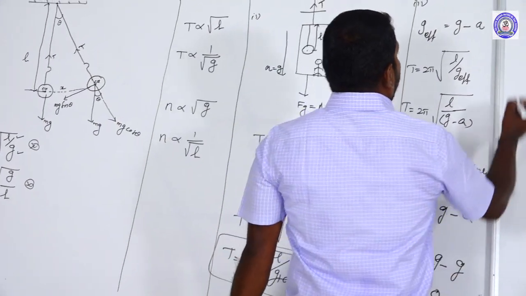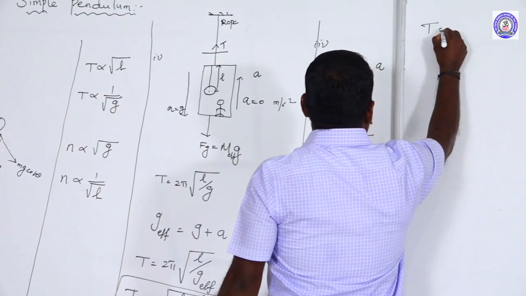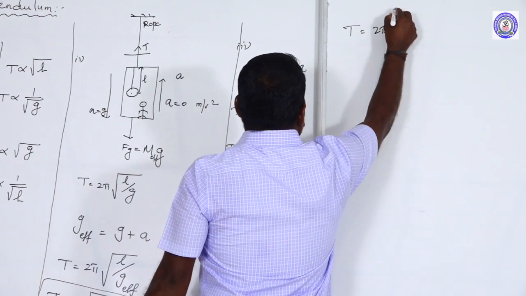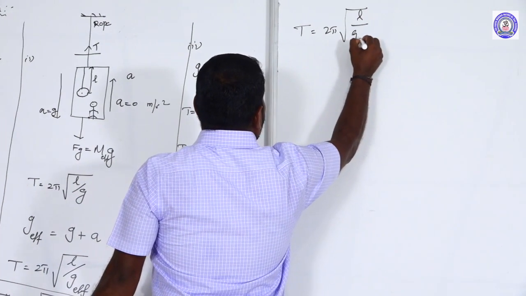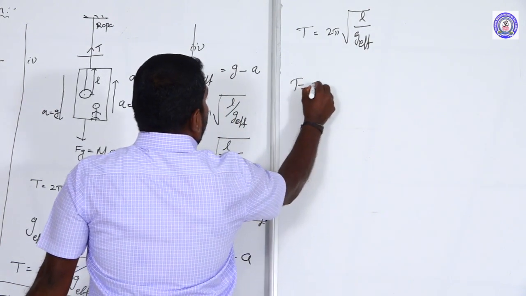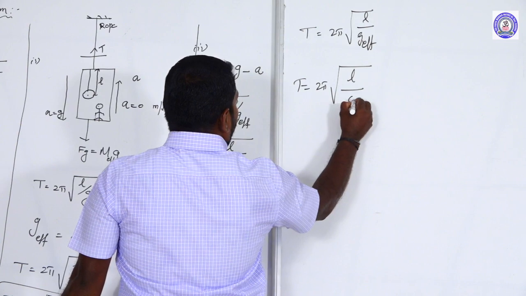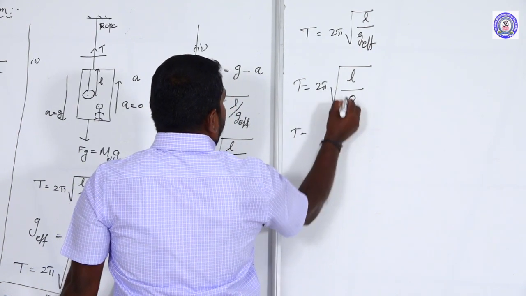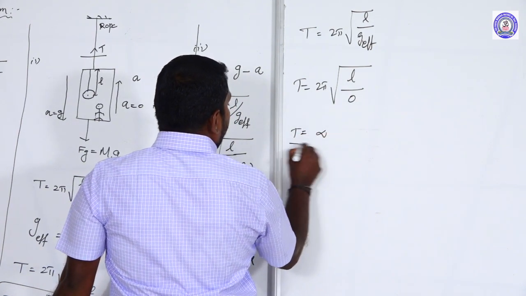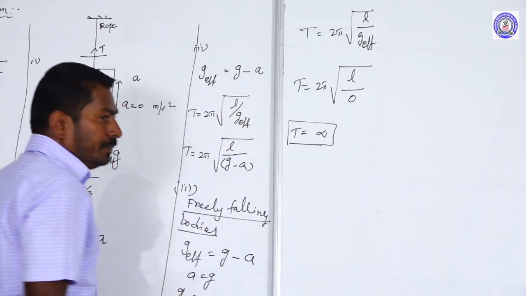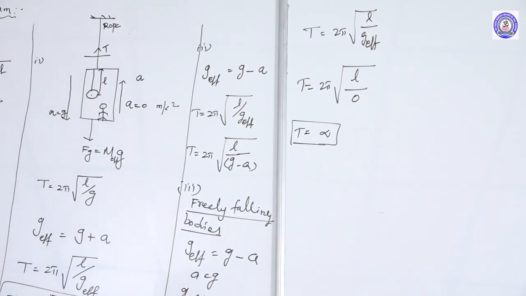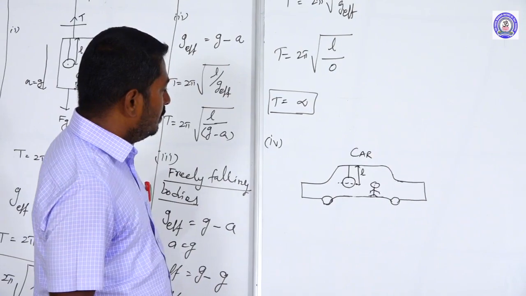Then the time taken by the bob to complete one oscillation, T, is equal to 2 pi square root of L divided by g effective. Then T is equal to 2 pi square root of L divided by g effective, which is 0. T is equal to anything divided by 0. The time period becomes infinity. Now, one special case in the simple pendulum.